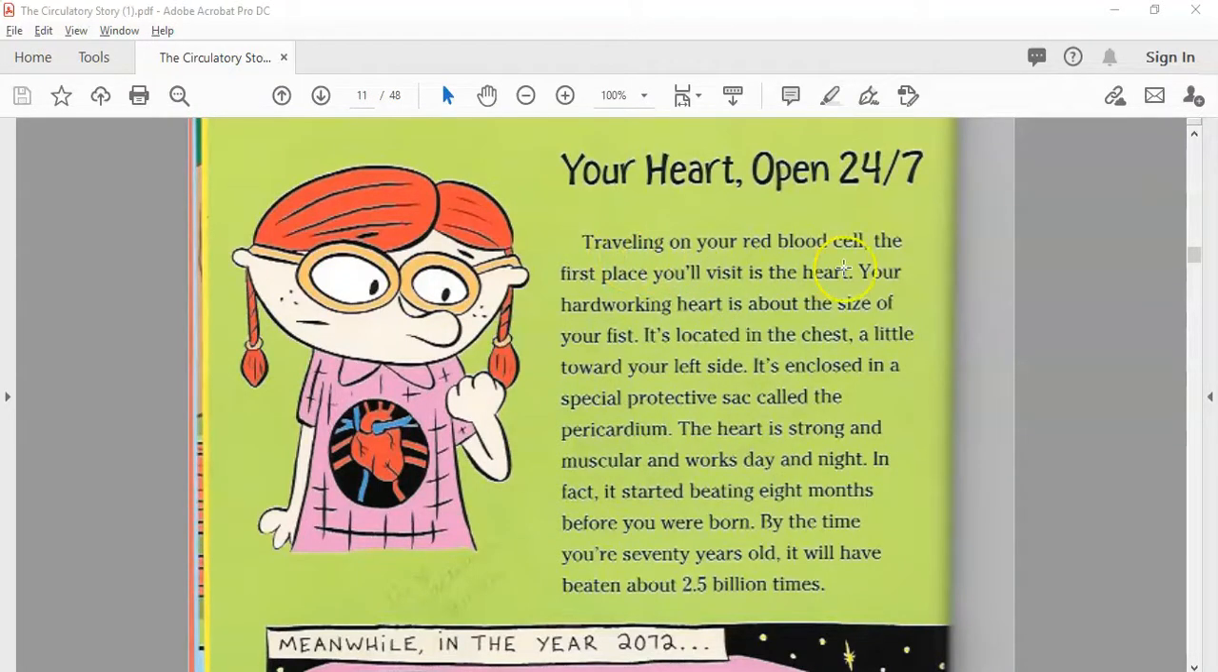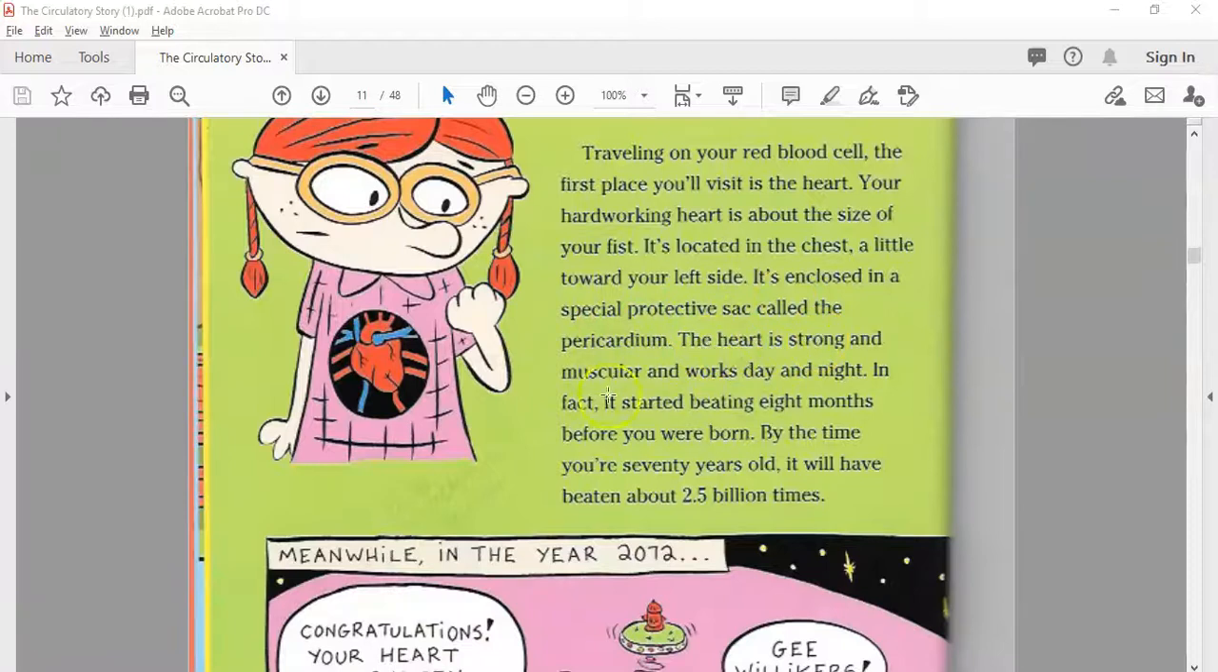Traveling on your red blood cell. The first place you'll visit is a heart. Your hard-working heart is about the size of your fist. So if you close your fist, boys and girls, that is how big it is. It is located in the chest, a little towards your left side. It's enclosed in a special protective sac called the pericardium. The heart is strong and muscular and works day and night.